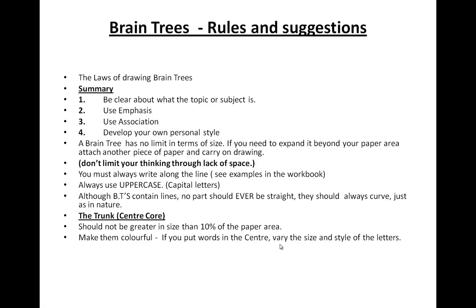Brain trees, like anything else, have rules. Let me just go through some of those rules. Number one, you have to be very clear about the topic or subject which you're mapping. For instance, if you're drawing one on the digestive system, you have to be very sure of the parameters of your subject. For instance, if you're studying at O level, it will take you to a certain level of knowledge. If you're taking A level, you have to go into much more detail.